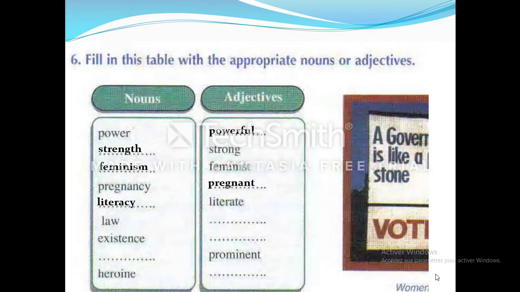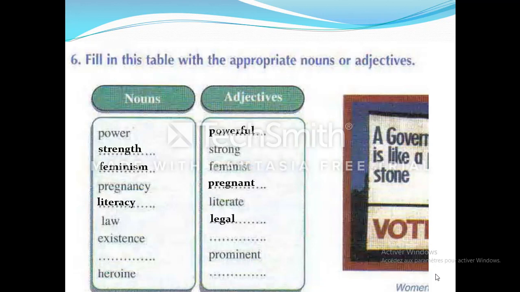So the next noun, which is law, I think this one is a little bit difficult. Although it consists of 3 letters, it's difficult to find the adjective. It exists in the dictionary, but it's difficult for you to recognize it. So you can say the adjective of law is legal. So I think now it's clear.